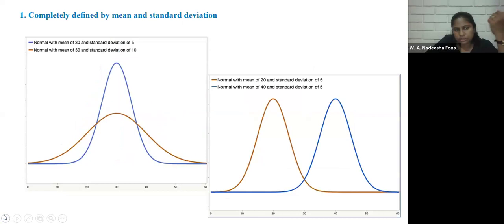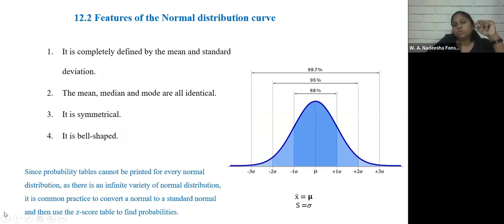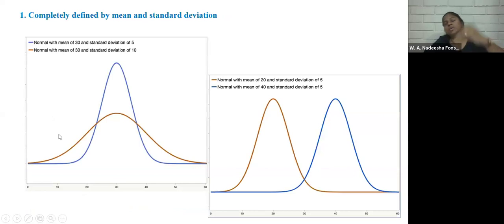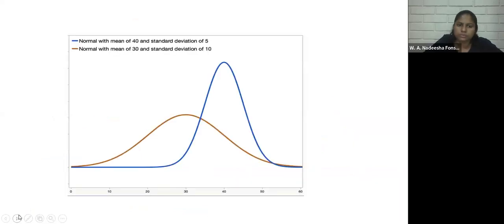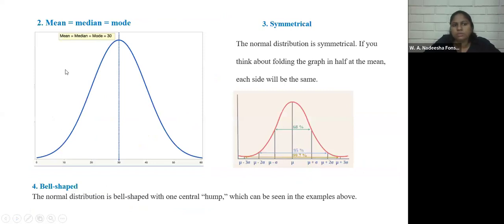So within these slides, it shows the features of the normal distribution curve. First, it is completely defined by the mean and standard deviation. Second, mean, median and mode are identical. Third, symmetrical, and fourth, bell shape. That's why this graph shows it. So mean, mode, median are identical, and it is symmetric and bell-shaped.